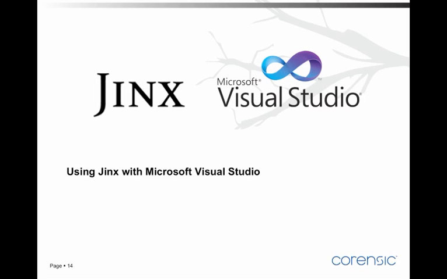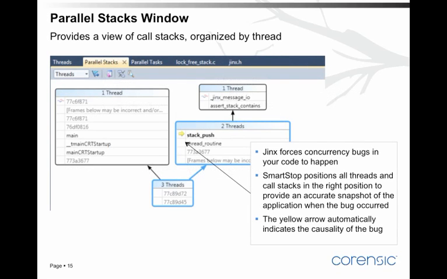Let's talk a little bit about how Jinx works with Microsoft Visual Studio 2010. Visual Studio 2010 includes a number of new features for parallel development, including the Parallel Stacks window. The Parallel Stacks window provides a view of all your call stacks, organized by thread, in a very familiar and easy-to-use visual environment. When Jinx forces a concurrency bug in your code to happen, it positions all the threads and call stacks in your application in the debugger in the right position so that you can get an accurate snapshot of the application when the bug occurred.